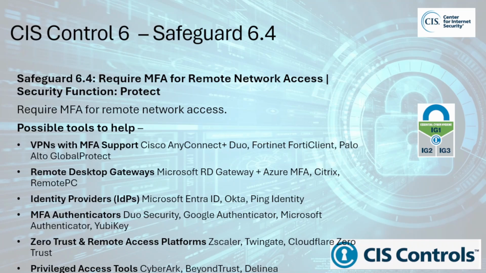Identity providers, or IdPs, such as Entra ID, Okta, Ping Identity, provide centralized MFA for remote apps and network logins. MFA authenticators, such as those from Duo Security, Google Authenticator, Microsoft Authenticator, YubiKey, help deliver second-factor authentication via app, code, or token. Zero Trust and remote access platforms such as Zscaler, Twingate, Cloudflare Zero Trust help enforce identity-based MFA for application and network access without a traditional VPN. And privileged access tools such as CyberArk, BeyondTrust, Delinea help secure high-privileged remote sessions with robust MFA.